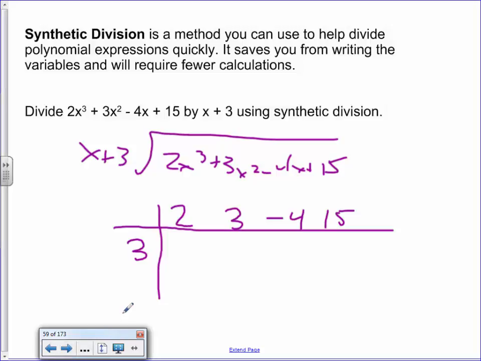Okay. Here's how synthetic division works. Take the first number and pull it down to right here.